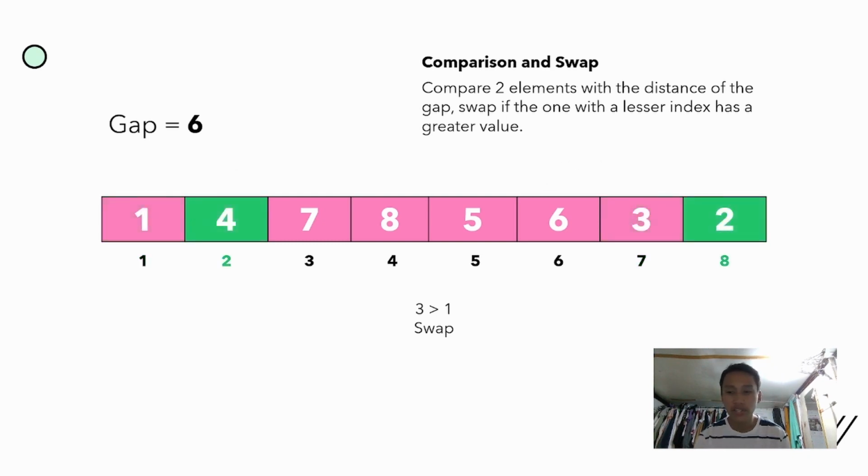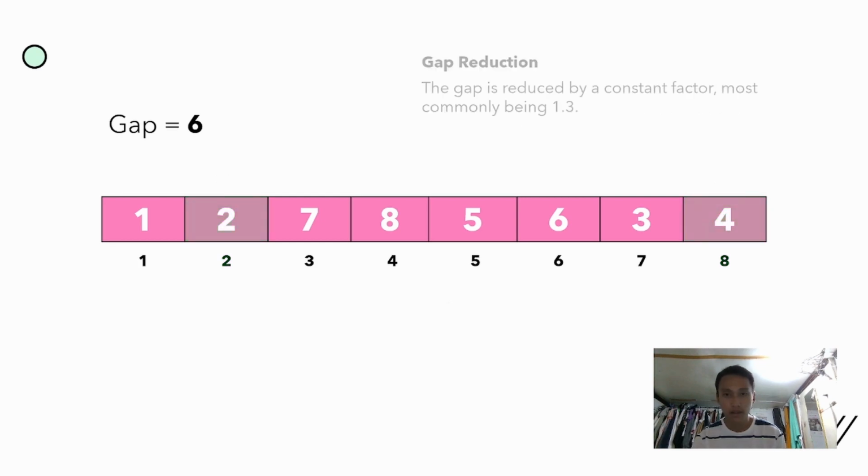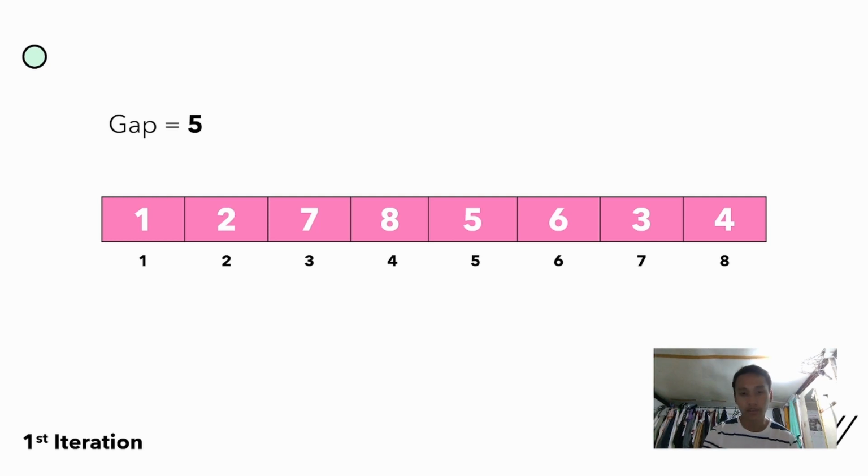After swapping the values, we check again the elements with a gap of 6, which are the second element and the eighth element, which have a value of 4 and 2. And once again, 4 is greater than 2, so we swap. Since there are no other elements with a gap of 6, we move on to the phase of gap reduction. The gap is reduced by a constant factor, most commonly 1.3. So 6 divided by 1.3 gives us a gap of 5 if you round it up. And this will end our first iteration.